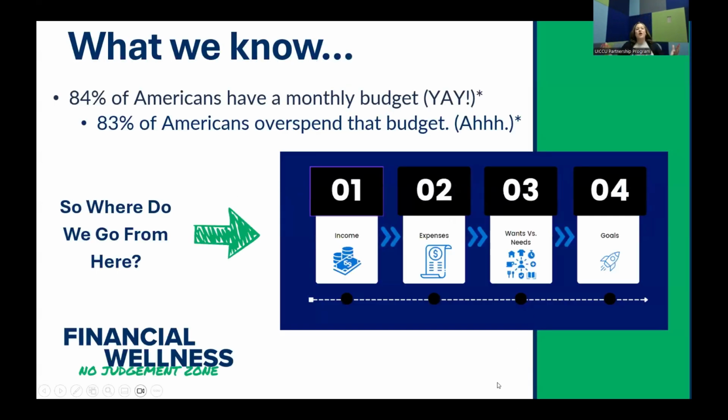So what we know is that 84% of Americans have a budget. Yay, that's awesome. What we also know is that 83% of us overspend on that budget. So how do we fix this? We fix it with what's called a spending plan.